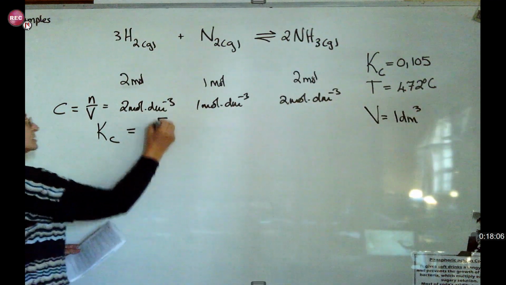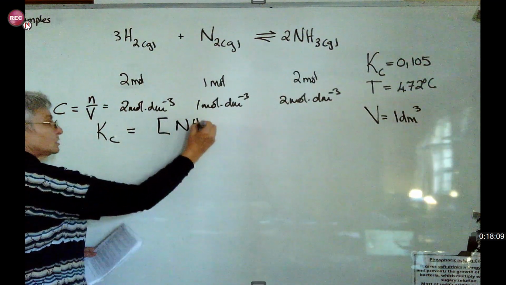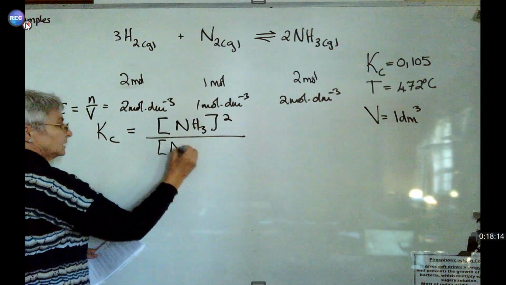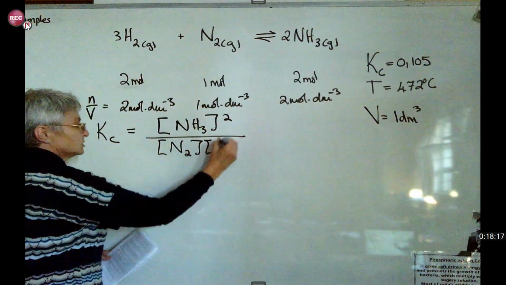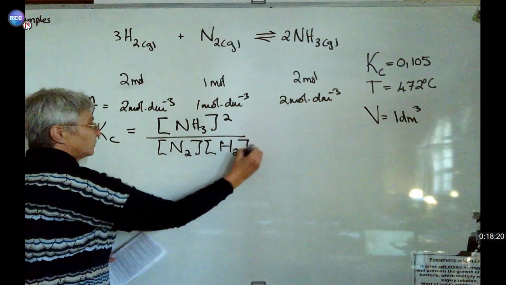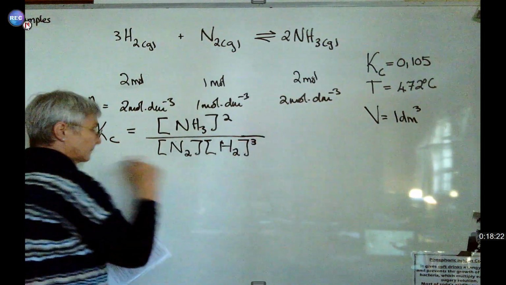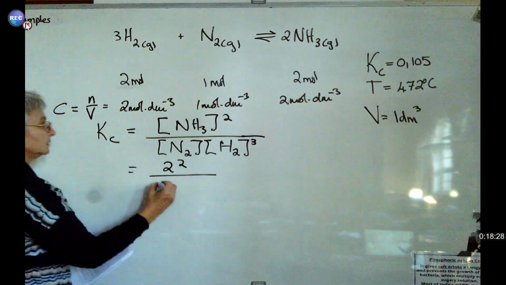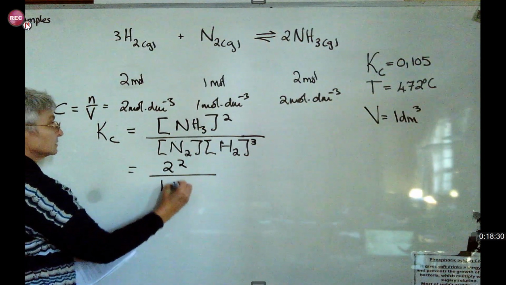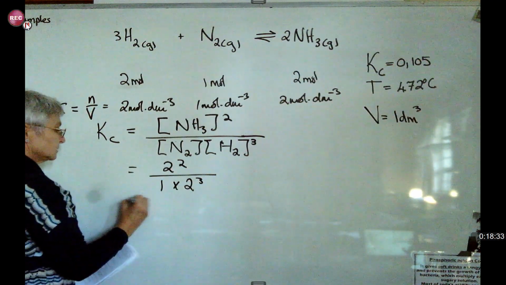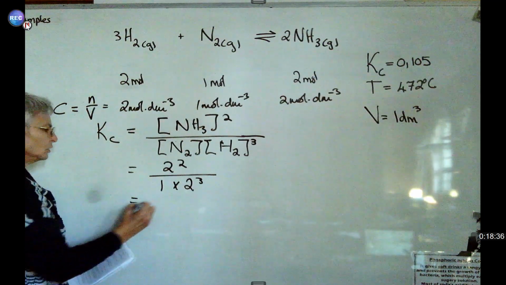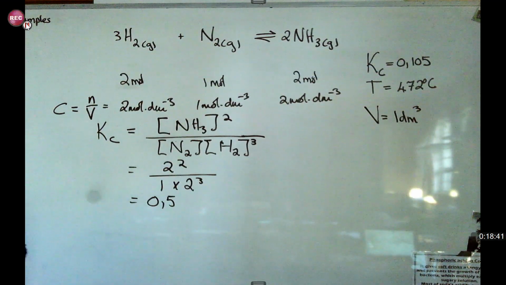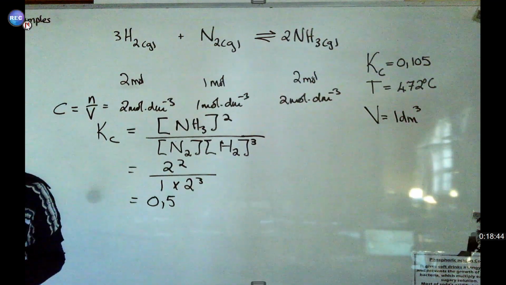So it is the concentration of NH3 to the power 2 divided by the concentration of N2 times the concentration of H2 to the power 3. So it's 2 squared divided by 1 times 2 cubed, which is 0.5. Has equilibrium been reached? No, equilibrium was not reached.